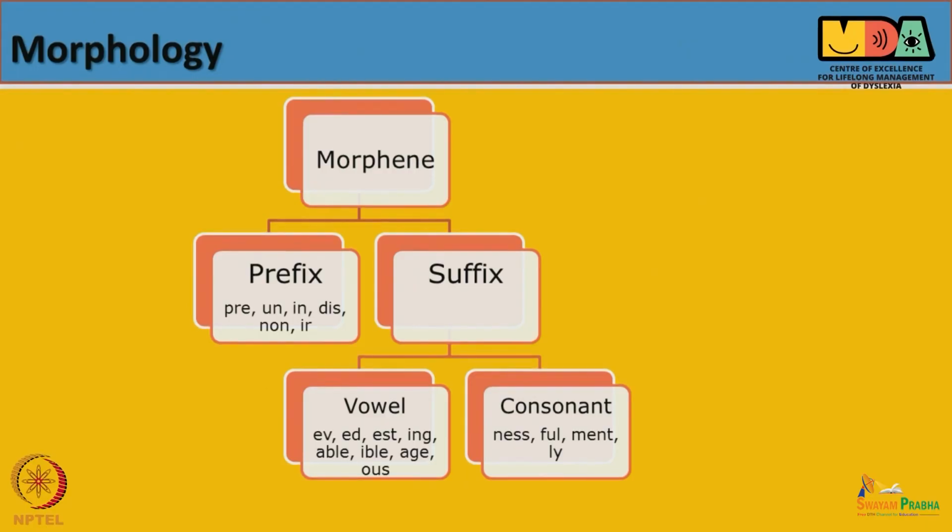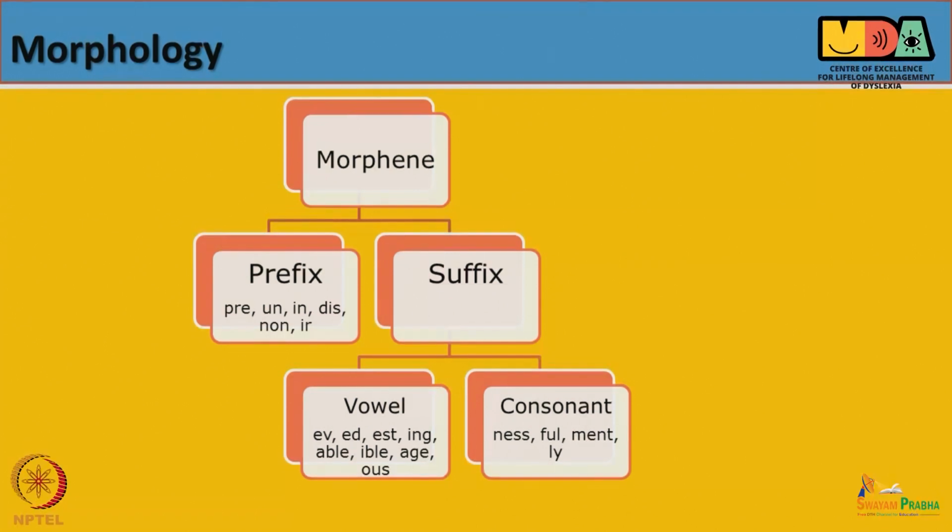Now, let us take the word lovely. In the word lovely, we have the root word love and we have the suffix ly added to it. It changes the meaning of the word. So, love, lovely. Root word is love and the suffix is ly. For morphology, we have morphemes, which is the smallest unit, where added to the root word, it changes the meaning of the word. We have prefixes and we have suffixes.